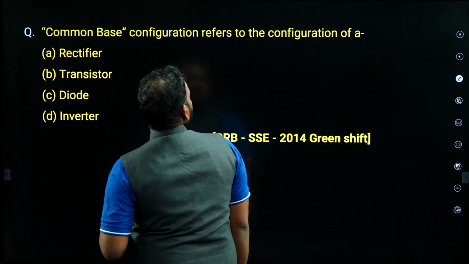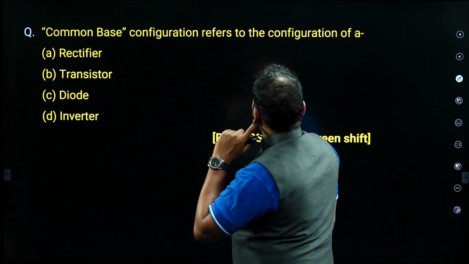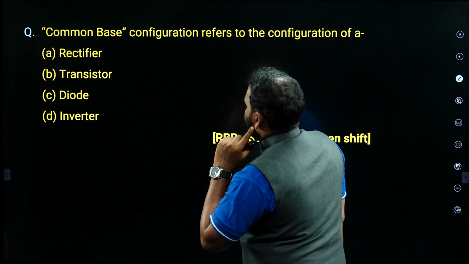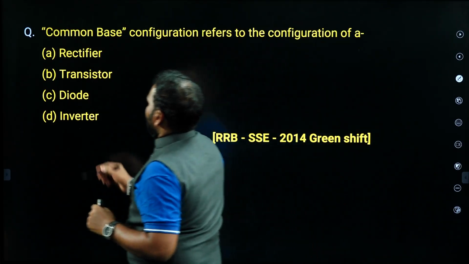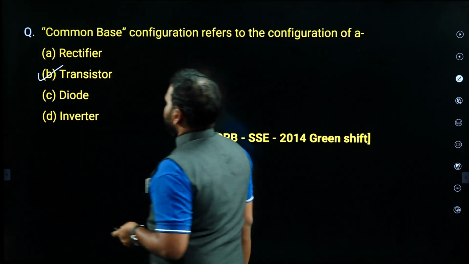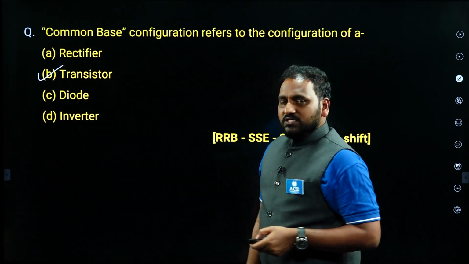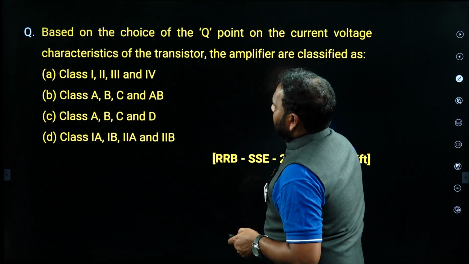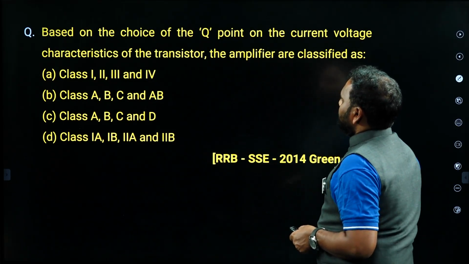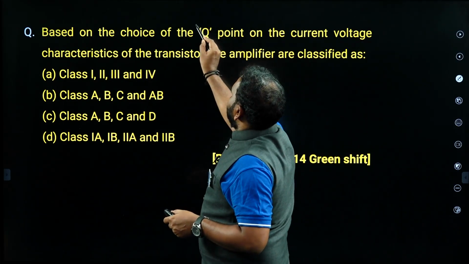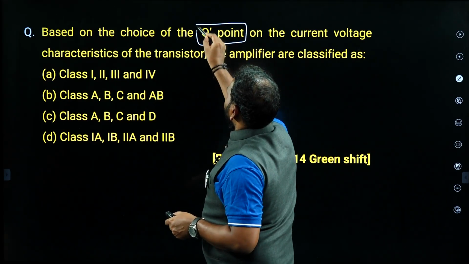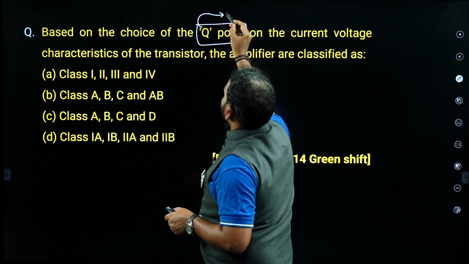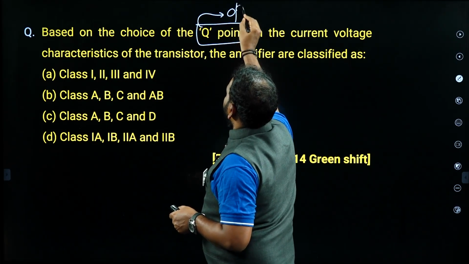Common base configuration refers to the configuration of a transistor: common base, common emitter, common collector. And this question is also common. Based on the choice of Q point. Q point means operating point, the DC operating point strictly speaking.